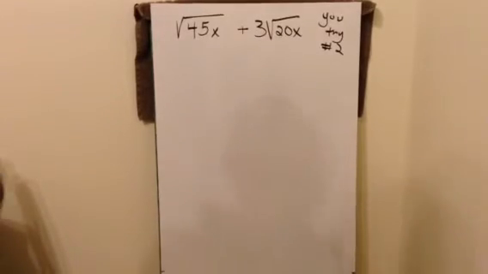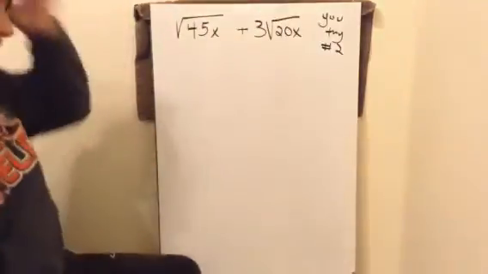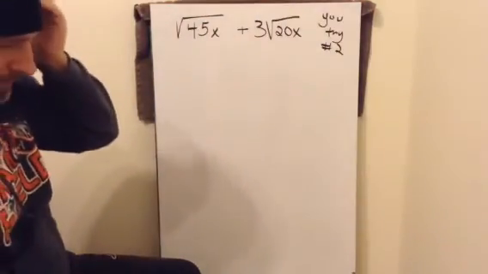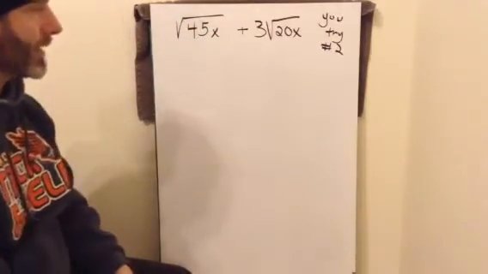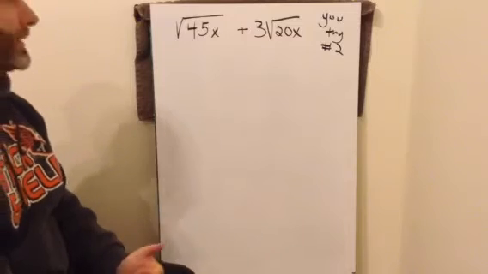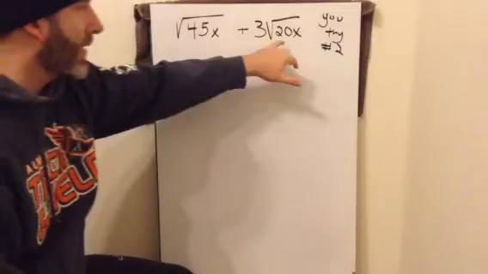Okay, so for your U try here, square root of 45x plus 3 square root of 20x. So when you look at them, we know that radicals have to have the same index, which they do. They're both square roots. That's a good start. But they also have to have the same radicand. We got 45x, we got 20x.